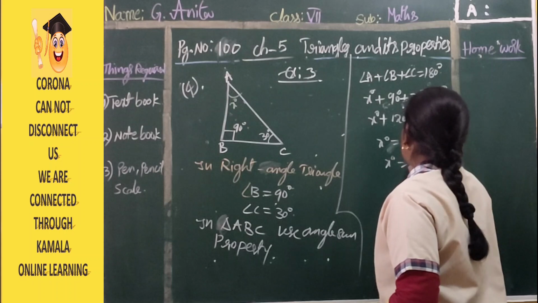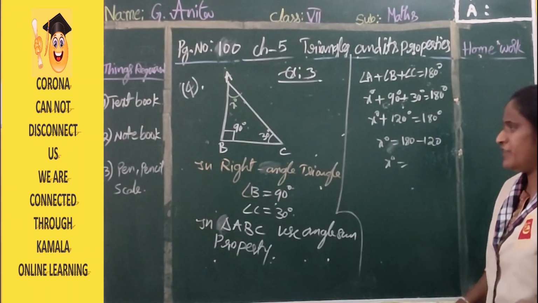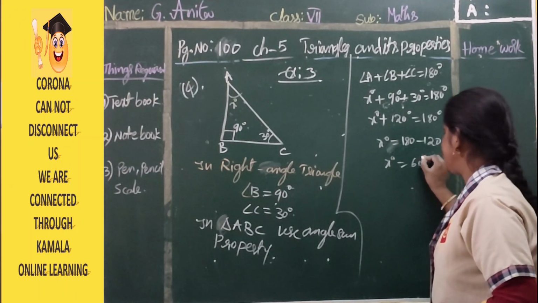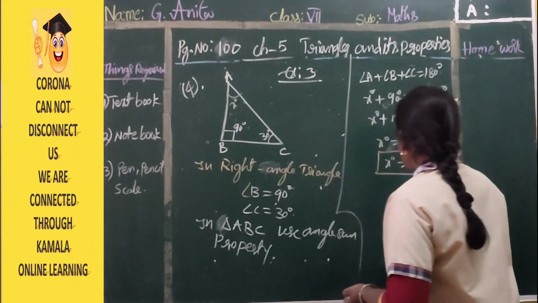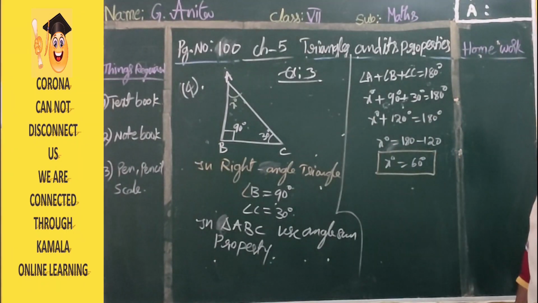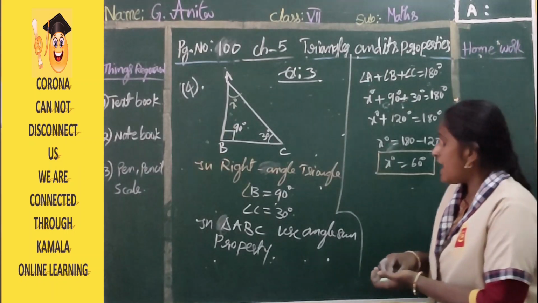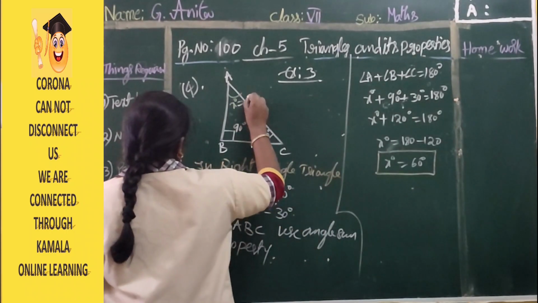x degree is equal to 180 minus 120, which is nothing but 60 degrees. So x degree is equal to 60 degrees. Clear children everyone? So x degree is equal to 60.